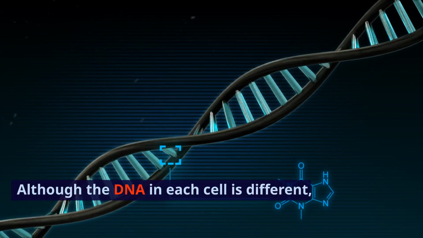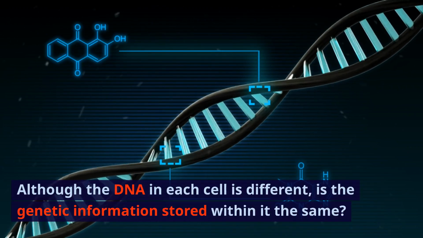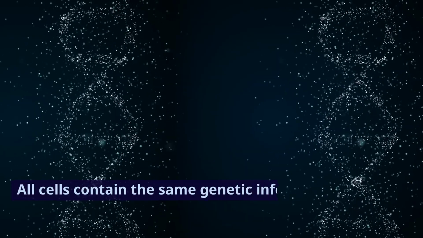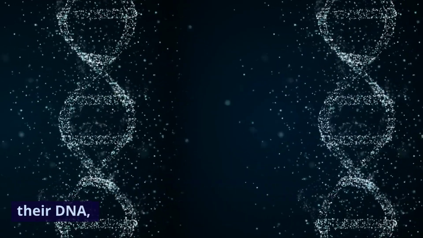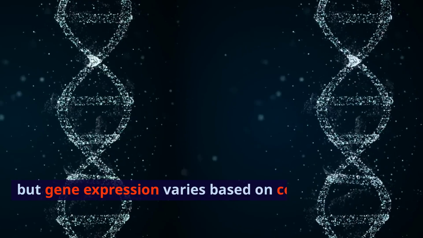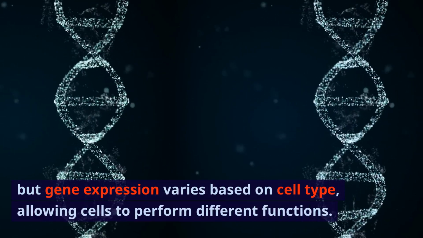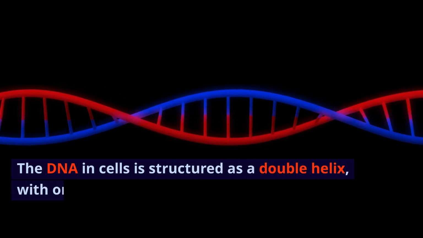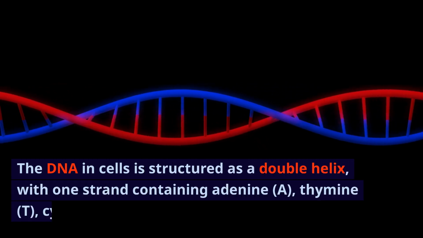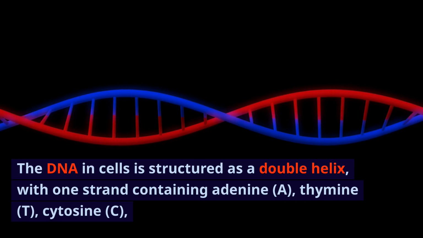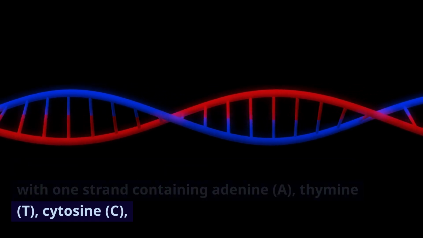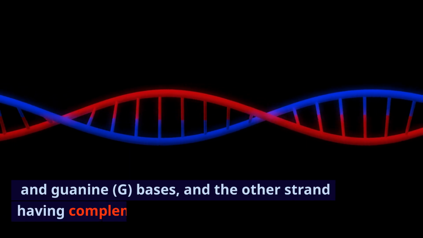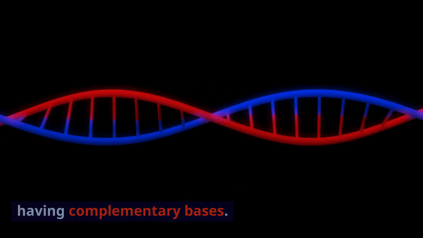Although the DNA in each cell is different, is the genetic information stored within it the same? All cells contain the same genetic information in their DNA, but gene expression varies based on cell type, allowing cells to perform different functions. The DNA in cells is structured as a double helix, with one strand containing adenine, A, thymine, T, cytosine, C, and guanine, G, bases, and the other strand having complementary bases.